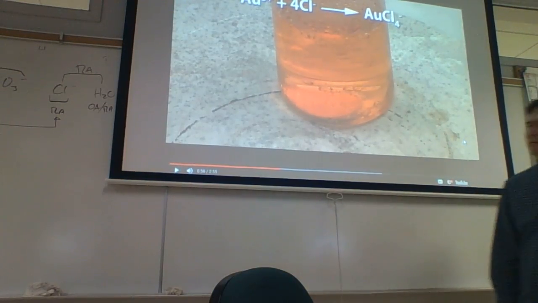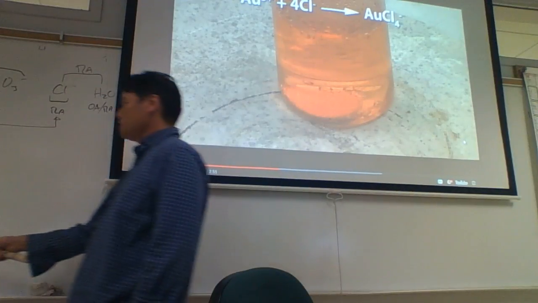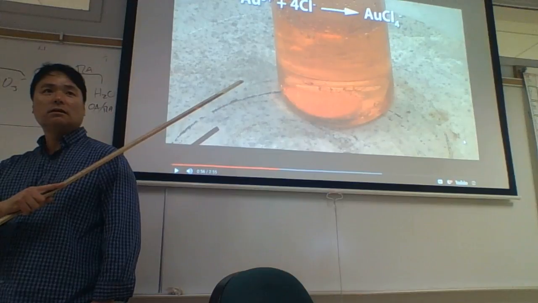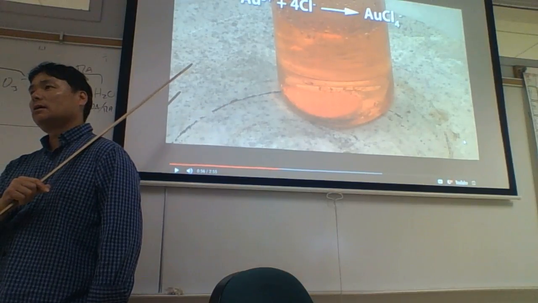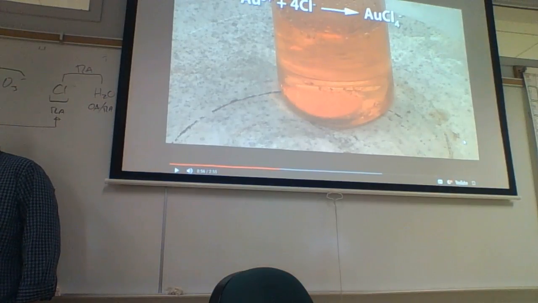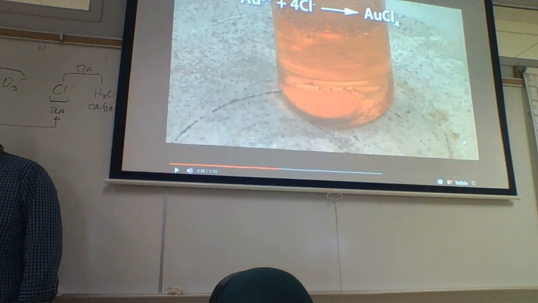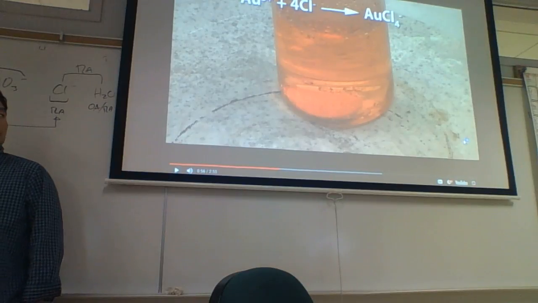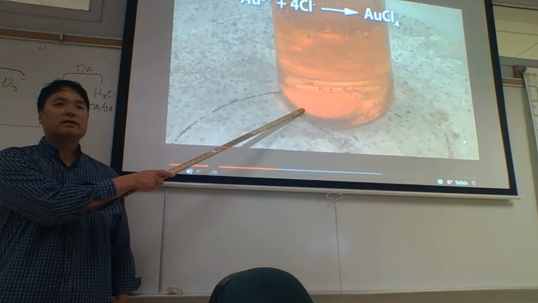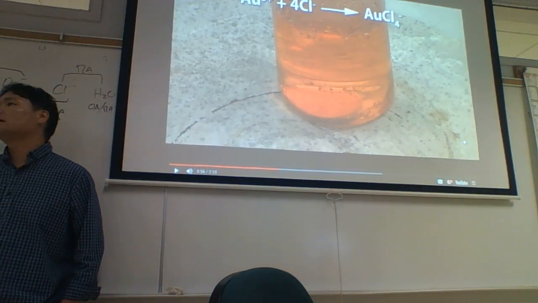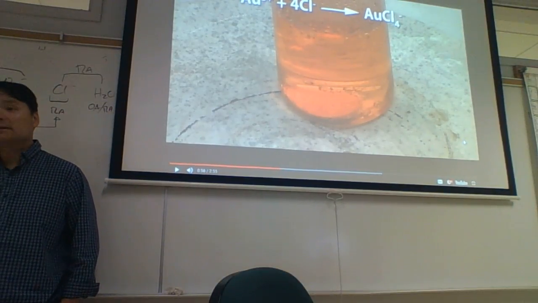So what? Wait a minute. Didn't I just say there's no reaction here? And then there's reaction here. So what's wrong? Did this method fail? Because clearly this gold coin is dissolving. You can see it. Those bubbles are the bubbles of the gas that are forming here. The gold coin is dissolving.